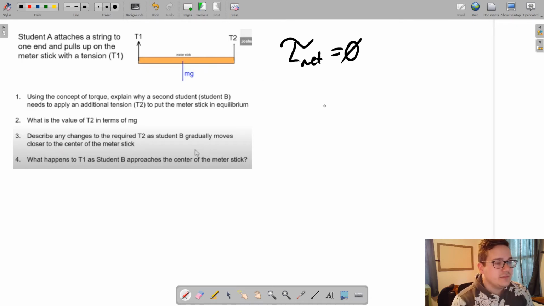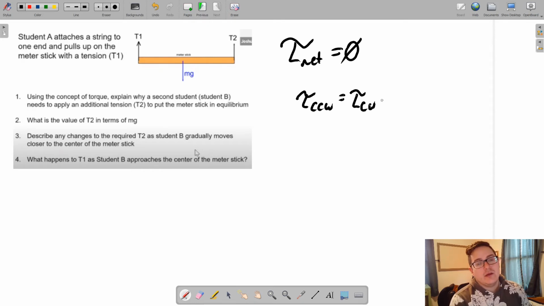So using the concept of torque, explain why student B, the second student, needs to apply additional tension to put the meter stick in equilibrium. Well, what we need to say then is that the torque counterclockwise needs to equal the torque clockwise. In order for anything to be in equilibrium, torque counterclockwise has to equal torque clockwise.